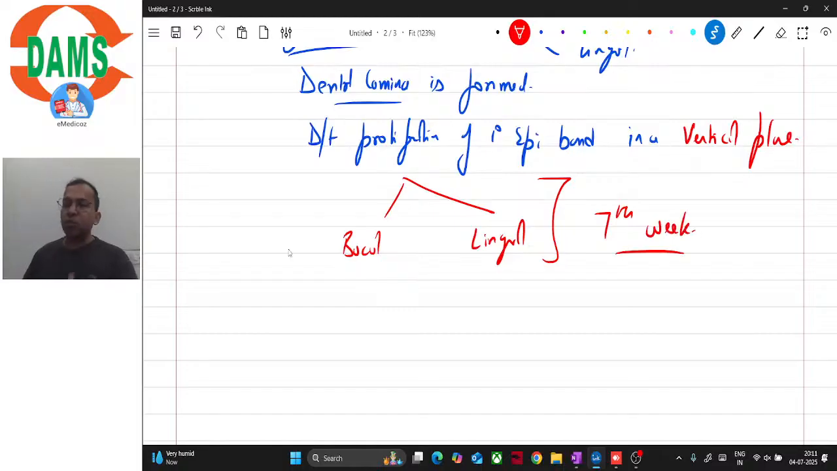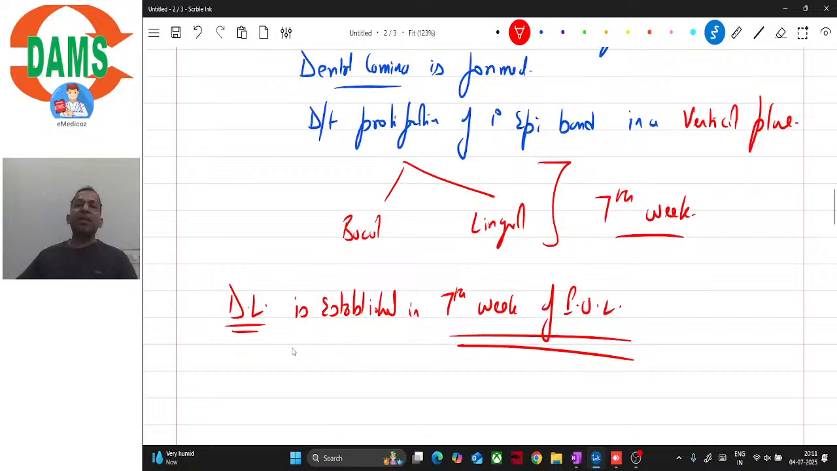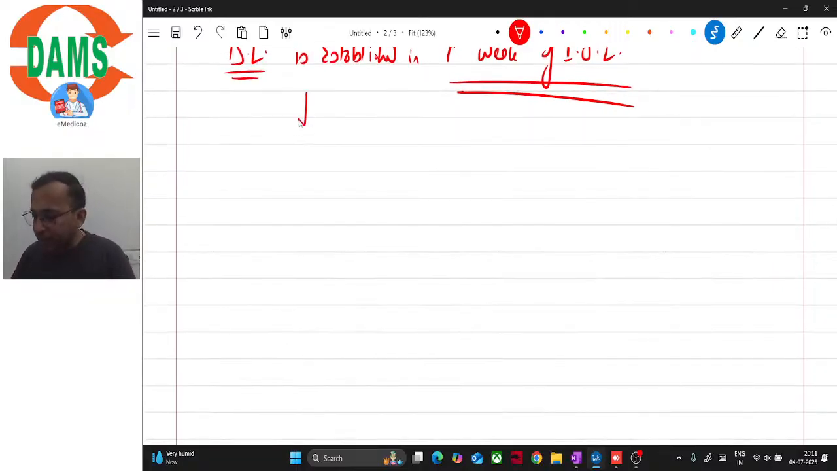So if someone asks you, when is the dental lamina established? Dental lamina is established in the 7th week of intrauterine life, right? So dental lamina, let me just write DL. Dental lamina is established in 7th week of intrauterine life due to proliferation of the primary epithelial band. So now we have two bands. One is vestibular band and the other one is the dental lamina, right?